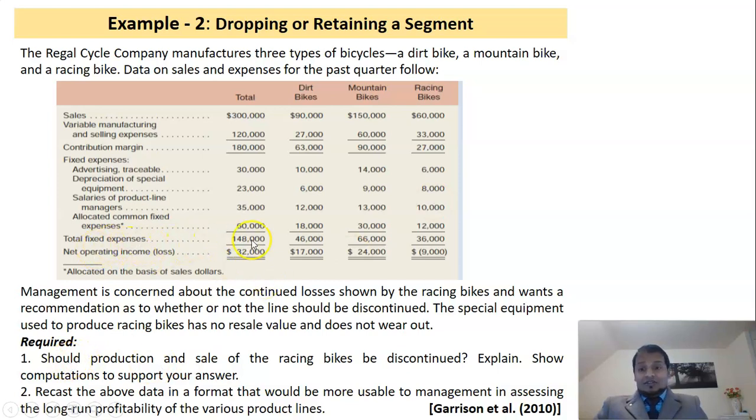And obviously general overhead is also the same, it will not change, it will continue. All right.